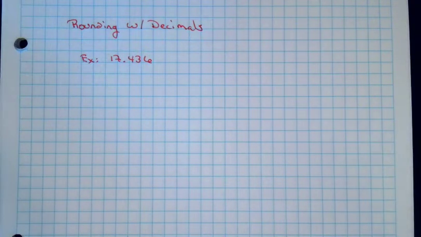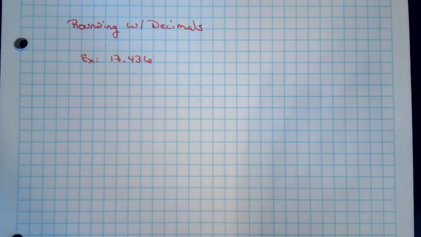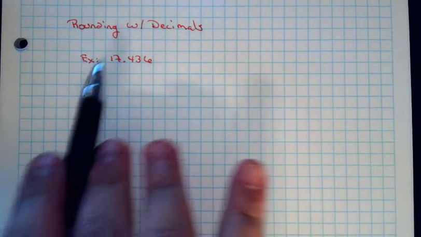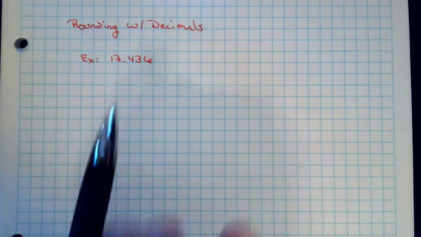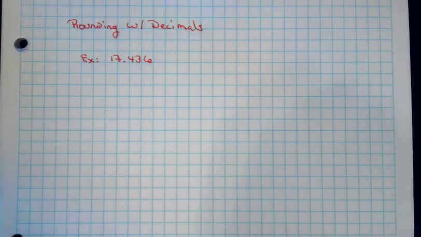We're going to talk about rounding with decimals. So I have an example here, 17.436. One of the reasons that we round is, one, to prevent error in measurement. Our measurement device might only be accurate out to maybe the 10th spot, and these other values it measured, maybe they're not too accurate.